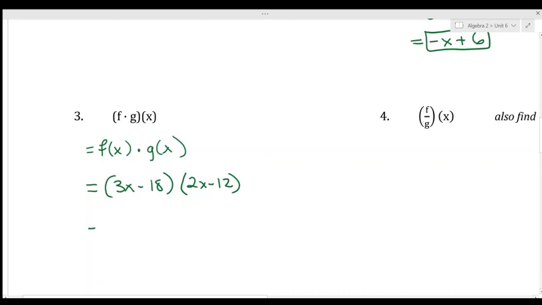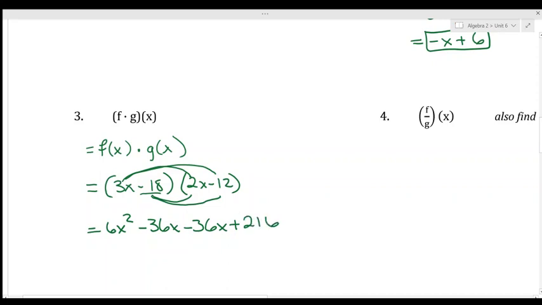So when we distribute, we get 6x squared minus 36x. So I distributed my 3x to the back 2. Then I distribute negative, the entire thing, negative 18x. So I get negative 36x, and positive 18 times 12 is a 216. Combine my middle like terms here, which leaves me with 6x squared minus 72x plus 216. And that's my final answer.